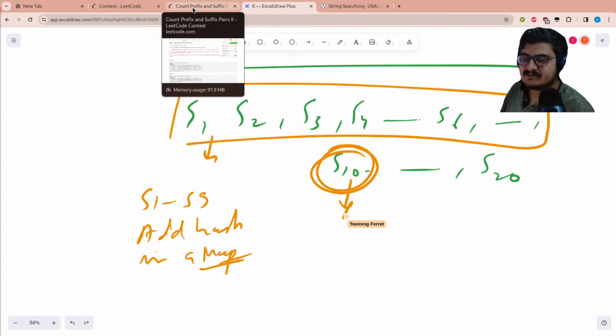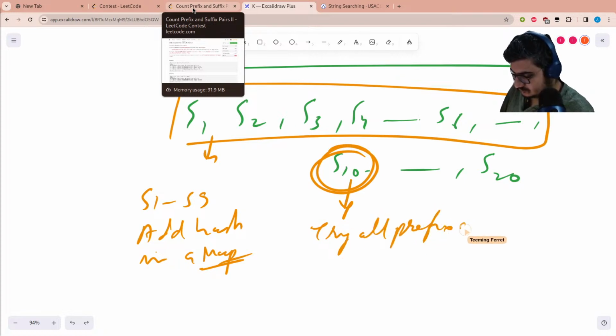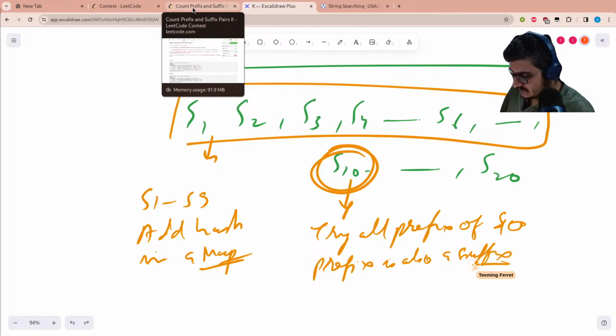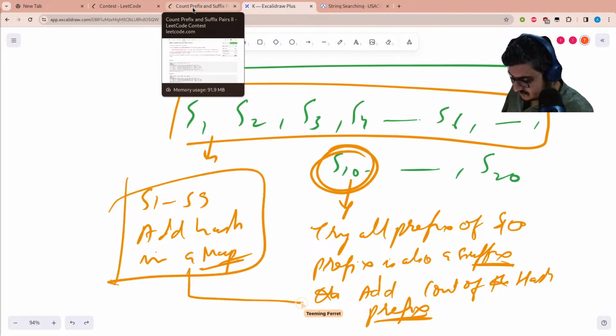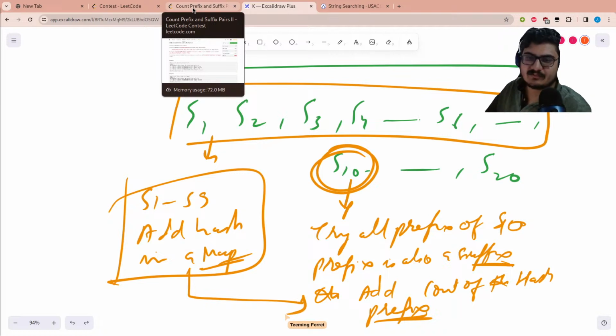Now try all the prefixes. If the prefix is also a suffix, then check the count of the hash of the prefix, which is present how many times, add it to the answer, and at last do it for all the strings.